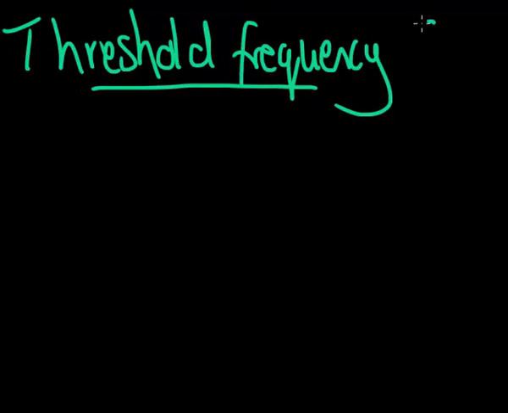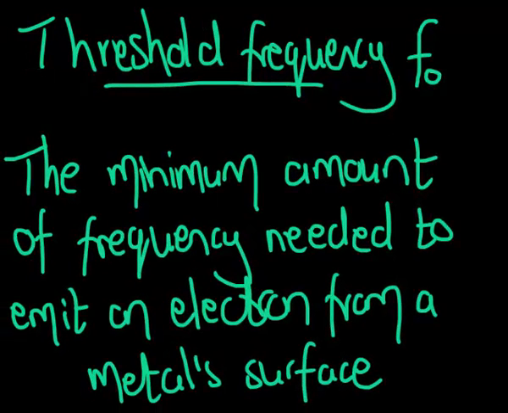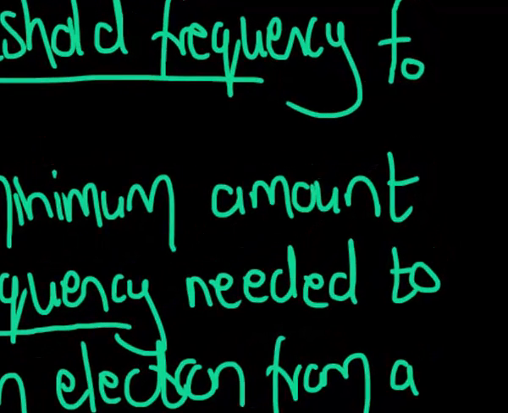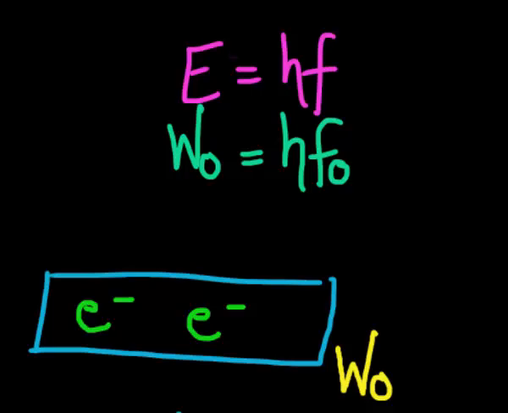Threshold frequency is indicated by the symbol f, small letter, but with a small zero at the bottom as well, which indicates that it's going to be a constant for a specific metal. Its definition is very similar to that of the work function, with the only difference that it's the minimum amount of frequency that would be needed to emit an electron from a metal surface. Our work function was the minimum amount of energy. So just like with our energy and our frequency, our work function and our threshold frequency also go hand in hand.